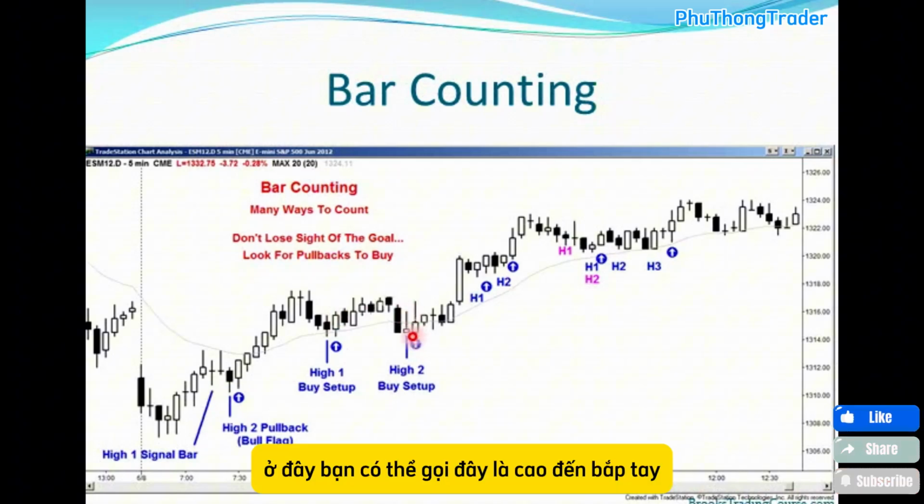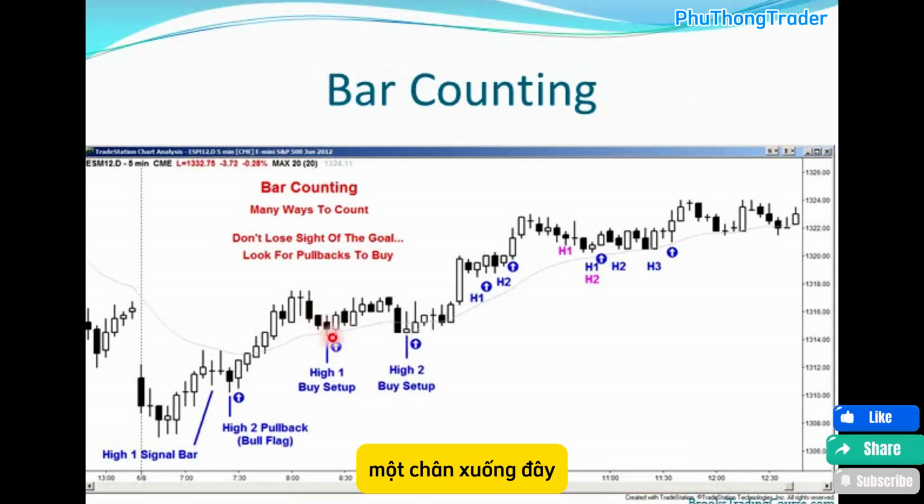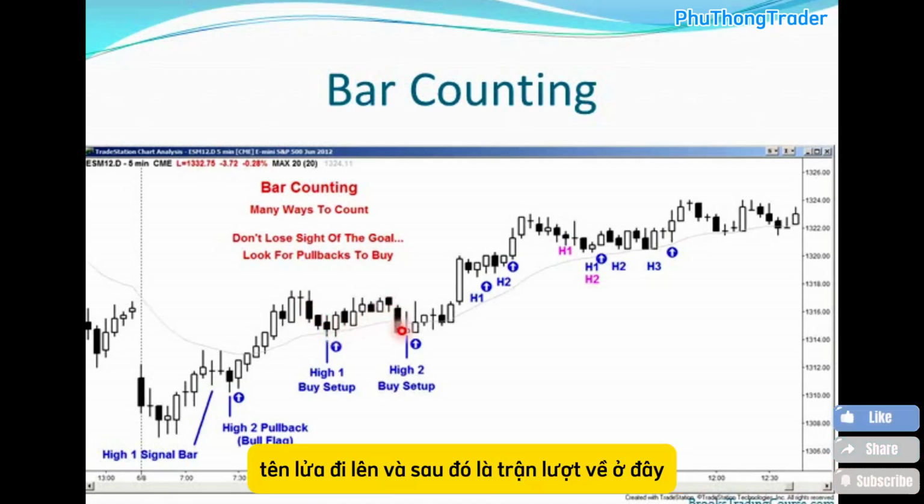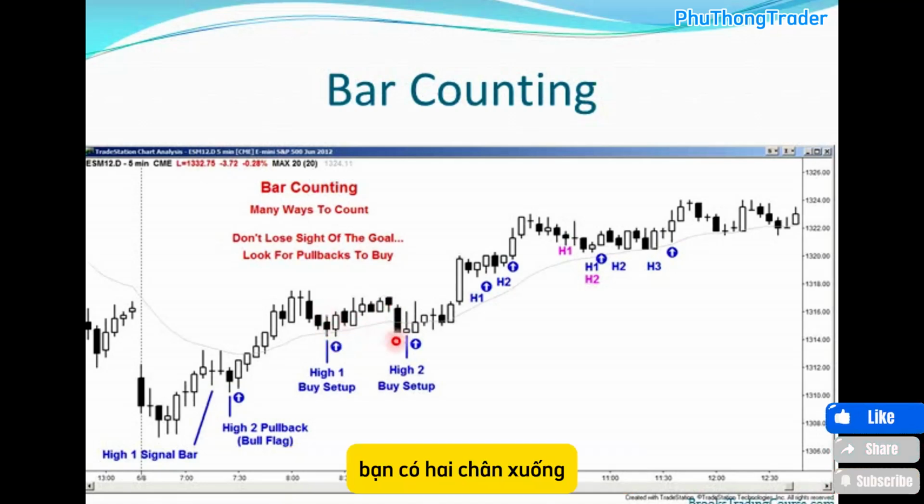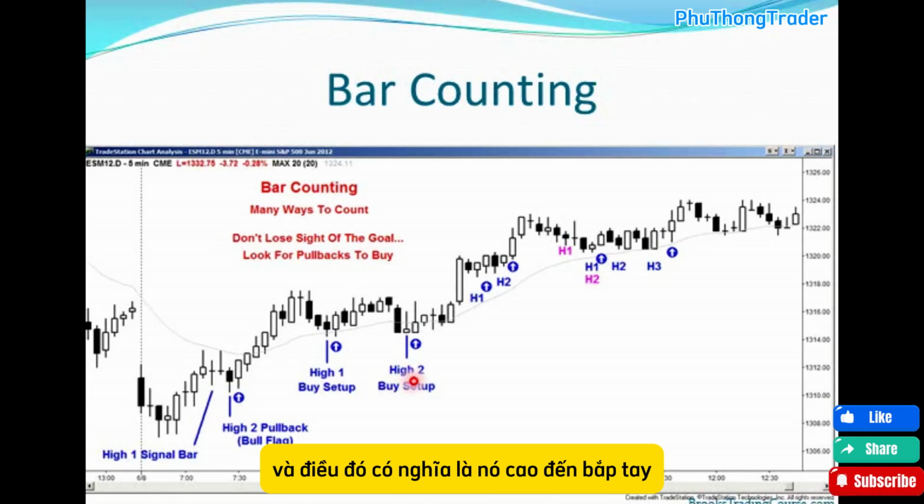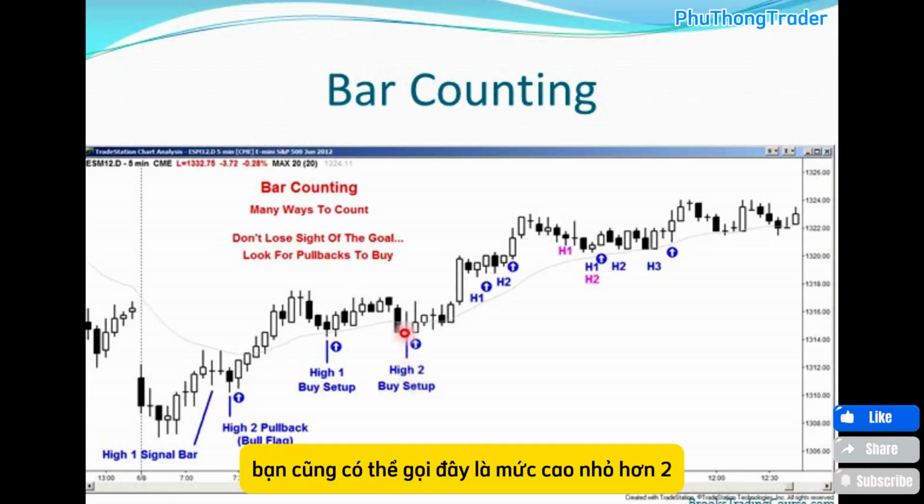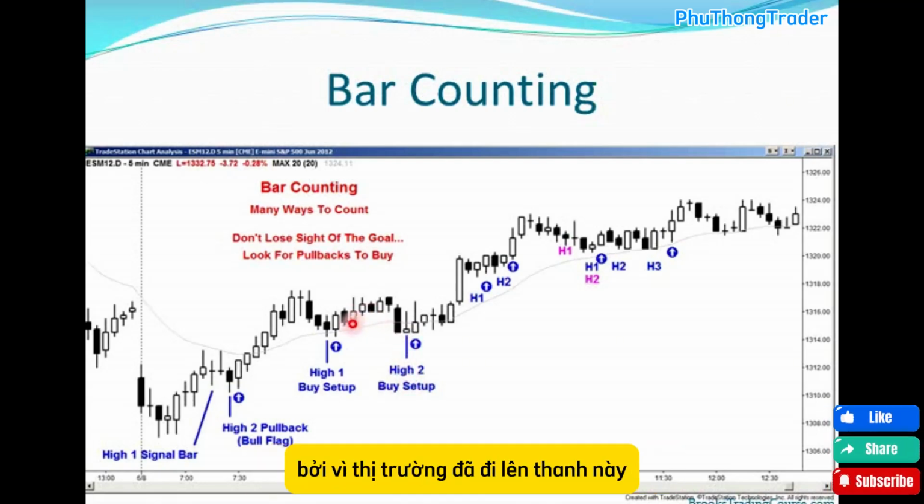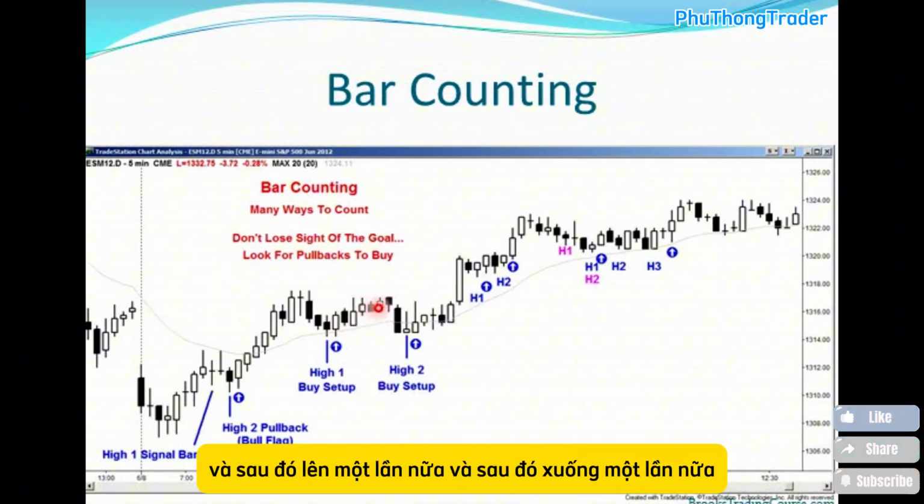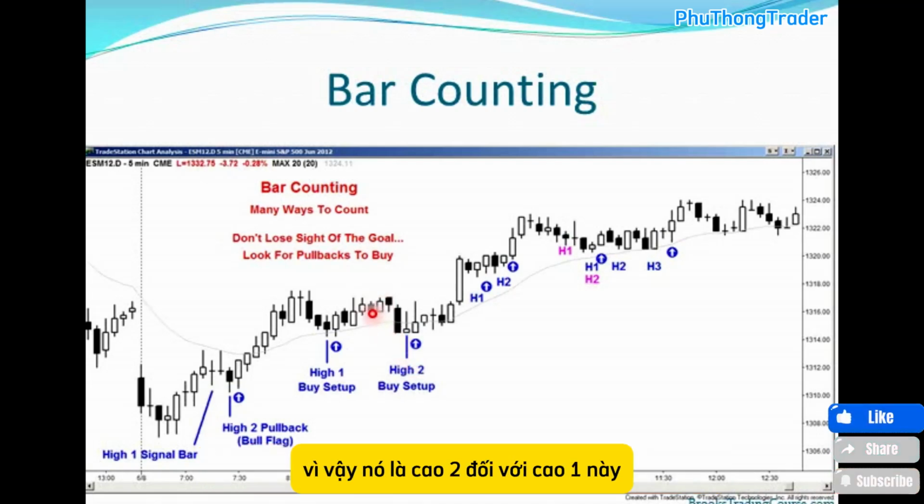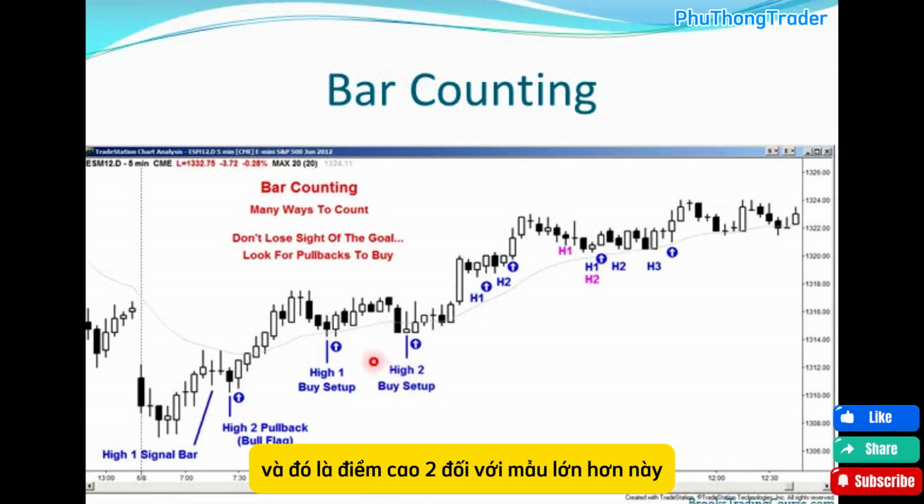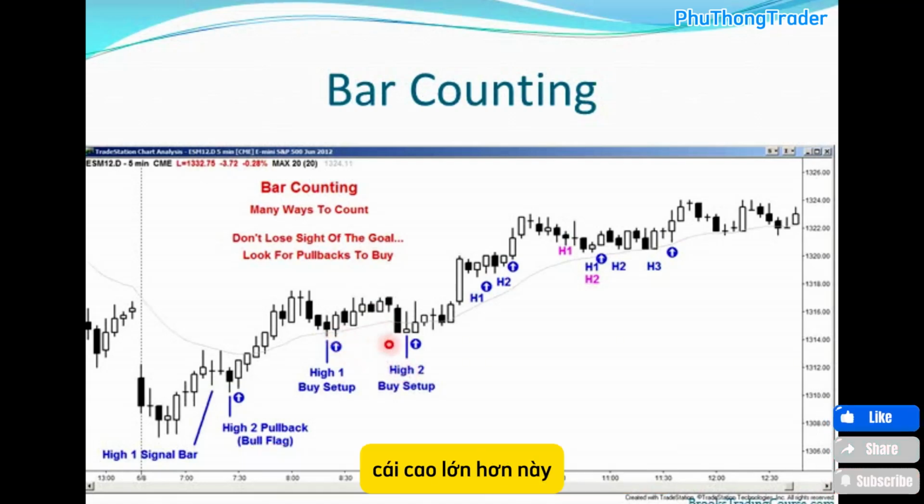Here you could call this a high 2 buy setup because it's part of a larger correction. 1 leg down here, the market went up, and then a second leg down here. Anytime you see a double bottom, you have 2 legs down, and that means it's a high 2 buy setup. You could also call this a smaller high 2 because the market went up to this bar, went down for a small bar, and then up again, and then down again as well. So it's a high 2 with respect to this high 1, and it's a high 2 with respect to this larger pattern, this larger high 1.